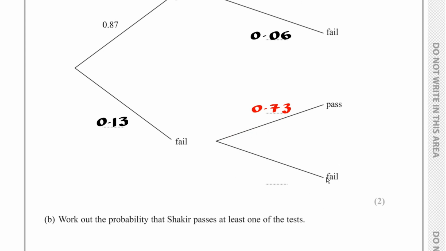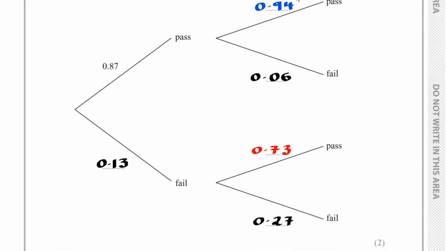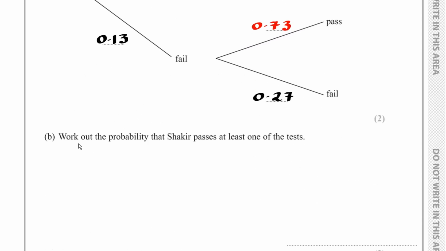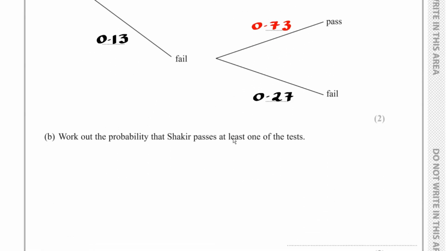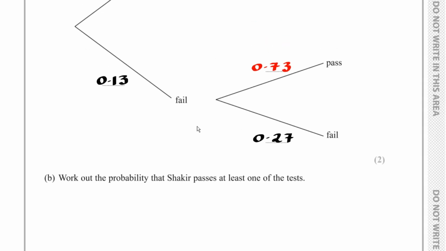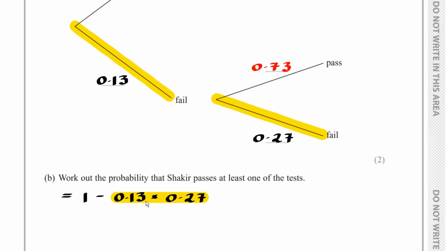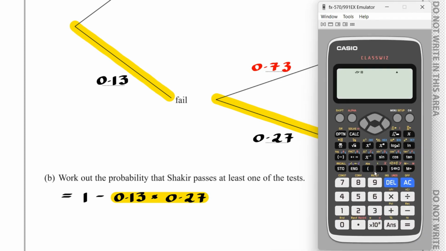And therefore, the probability that he fails the second test, given that he fails the first test, that's 1 subtract 0.73, which is 0.27. So this is the complete tree diagram. Part B, work out the probability that Shakir passes at least one of the tests. So for him to pass at least one of the tests, that's equal to 1 subtract him passing no tests. So he fails the first test and he fails the second test. So I've got 1 subtract 0.13 multiplied by 0.27.